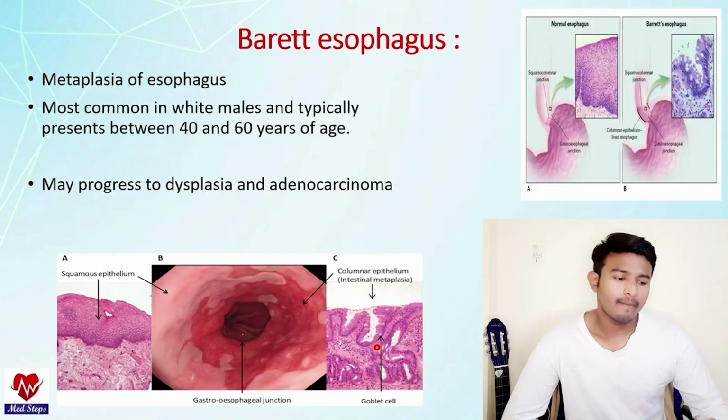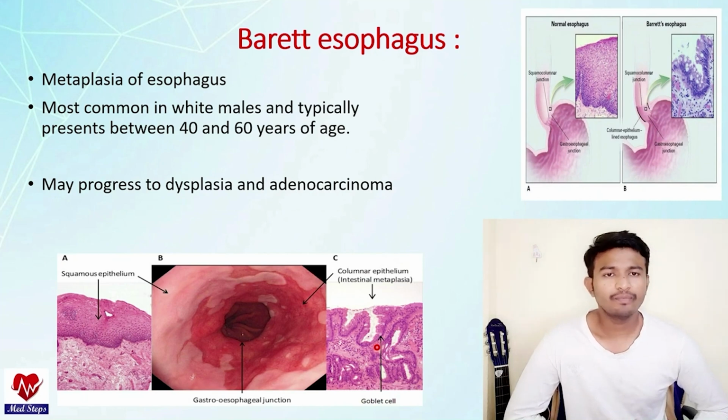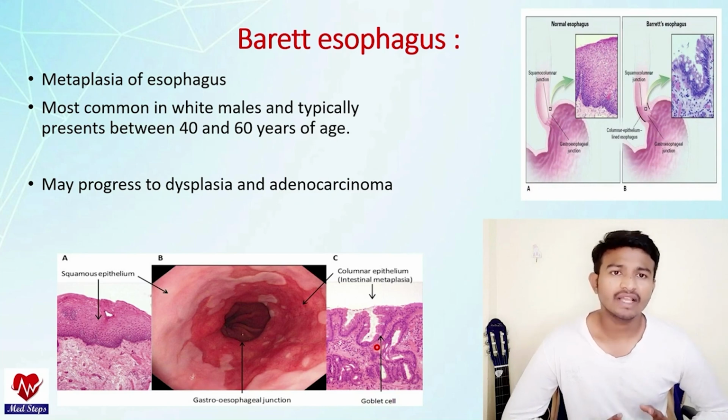Next, Barrett esophagus. In this disease, if a person has long-standing reflux disease, that person will develop Barrett esophagus. In Barrett esophagus, what will happen? Metaplasia will happen. Metaplasia means that when the acidic content damages the esophagus, that part of the esophagus undergoes necrosis. Because of that necrosis, metaplasia happens. Metaplasia means the cells are replaced.